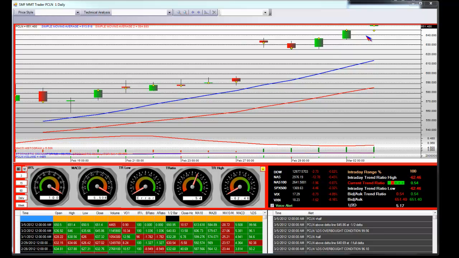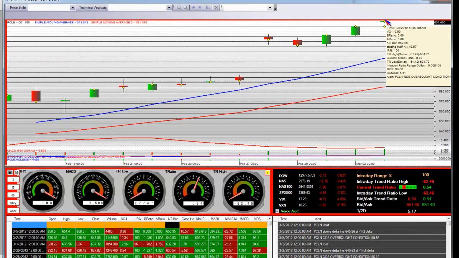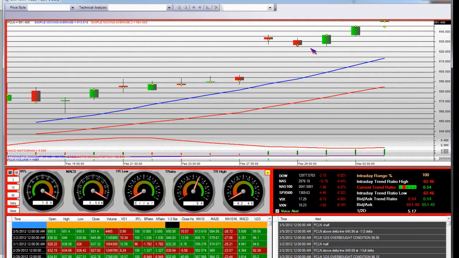Pre-market price line, time 6:04 a.m. Pacific Standard Time, 3/5/2012. MMTs are gathered to take a look at the price exhaustion on the top side of the price line breakout. So what does that mean?